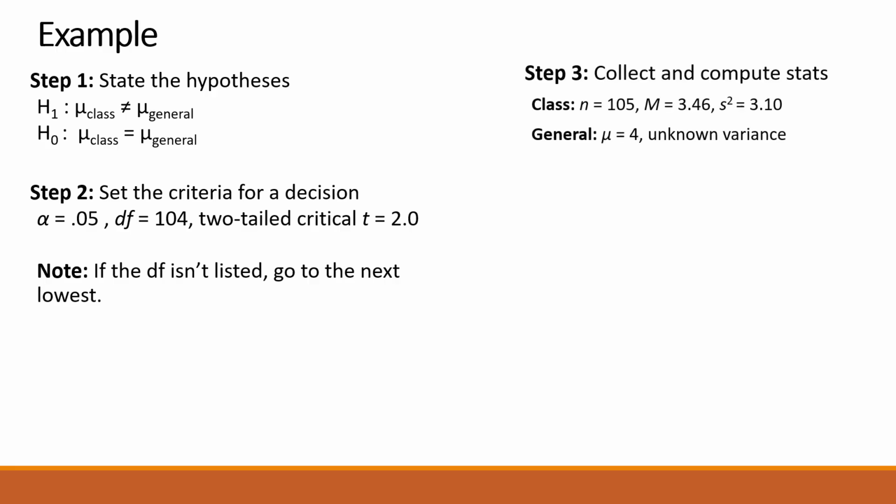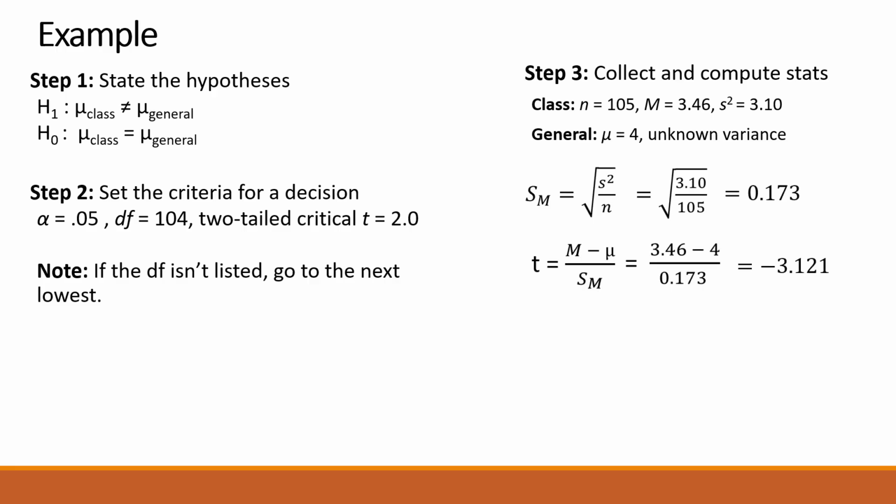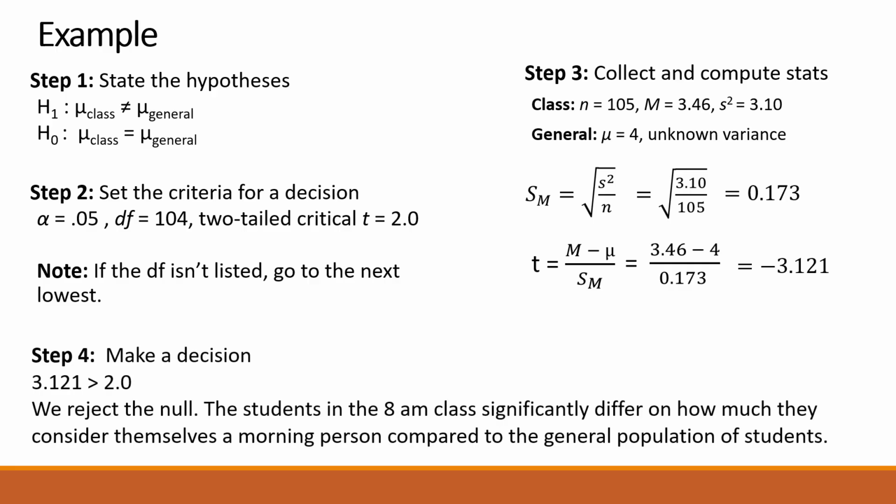In step 3, we collect and compute our stats. Our estimated standard error is 0.173, and our t is negative 3.121. We always take the absolute value of the number, so when we go to make our decision, 3.121 is greater than 2.0. So we reject the null. The students in the 8 a.m. class significantly differ on how much they consider themselves a morning person compared to the general population of students.